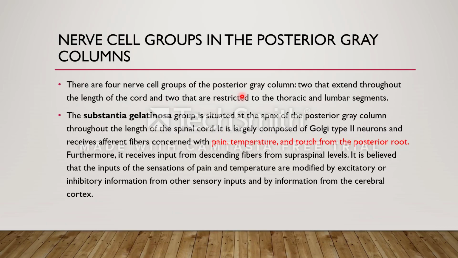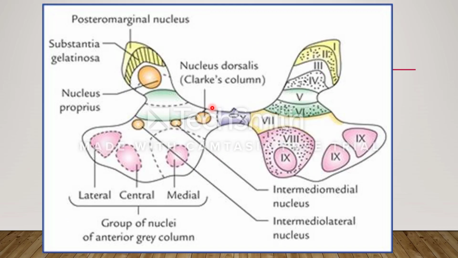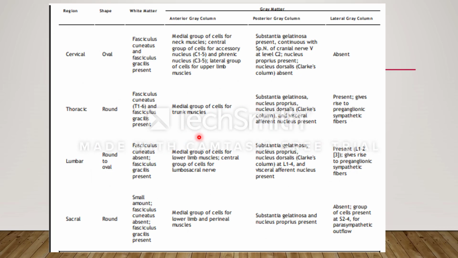Now, we will discuss some of the groups which are present in the posterior gray column. I have already told you that out of these groups, there are 4. Out of 4, 2 will be present in the entire spinal cord. I will show you in the diagram. See here, the substantia gelatinosa and the nucleus proprius will be present in the entire spinal cord, but the nucleus dorsalis and the visceral afferent nucleus will be present in some part of the spinal cord.